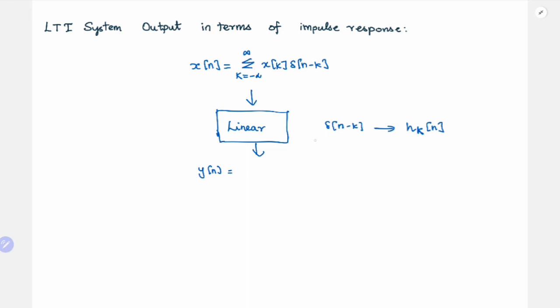So then your x of k into delta of n minus k, where x of k is going to be a constant, will give me x of k into h_k of n. And if I sum it up, even in the output it will be a sum, right? So I'll get summation k equal to minus infinity to infinity x of k h_k of n. So this is what I'll get for a linear system.